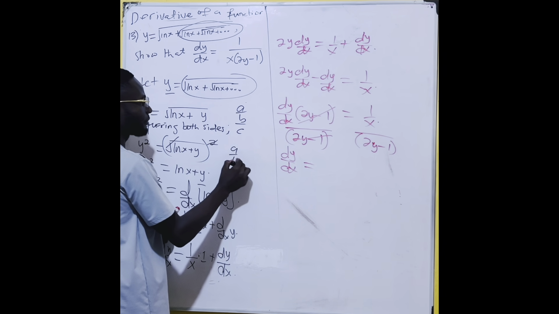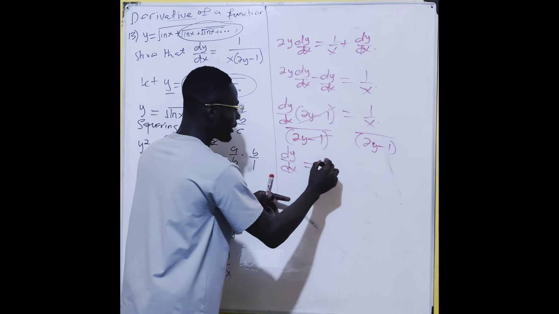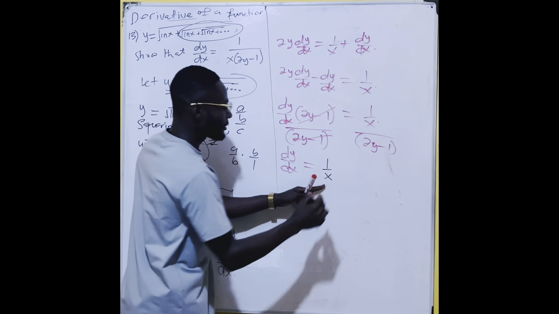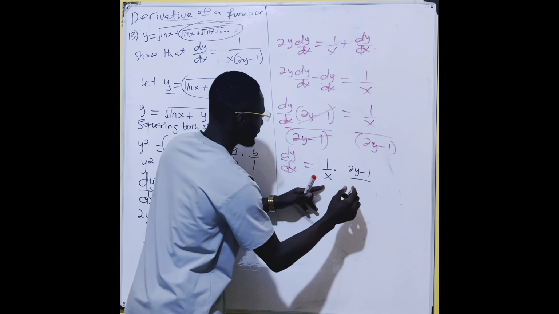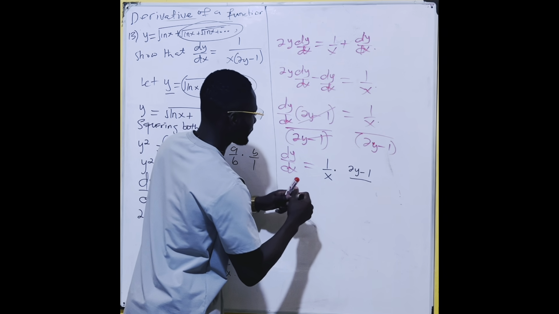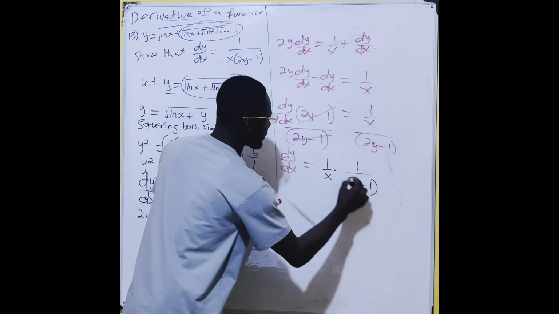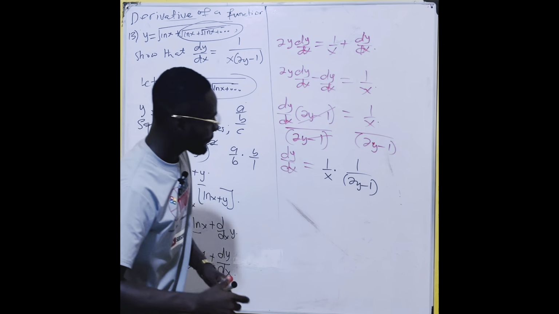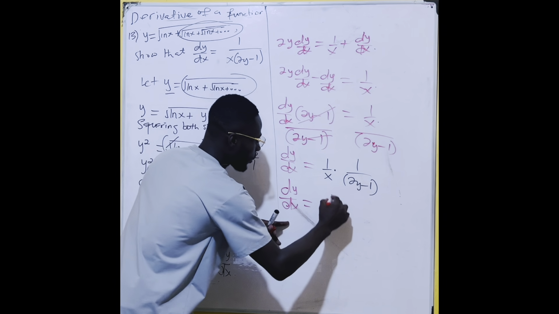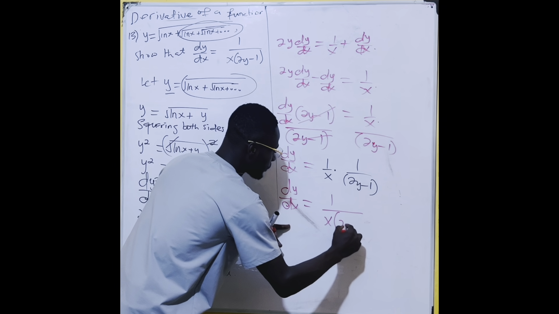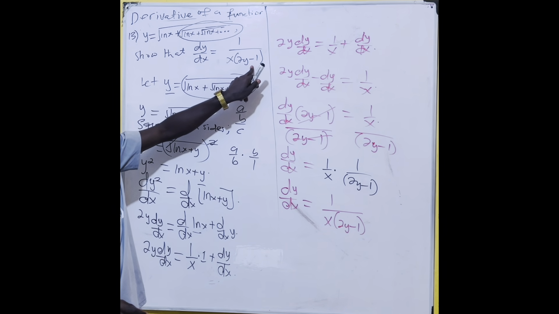it's the same as a over b times c over 1, right? So we are going to apply the same knowledge here, 1 over x times 1 over 2y minus 1, right? So we are going to have dy dx equals 1 over x into 2y minus 1. And that proves our problem.